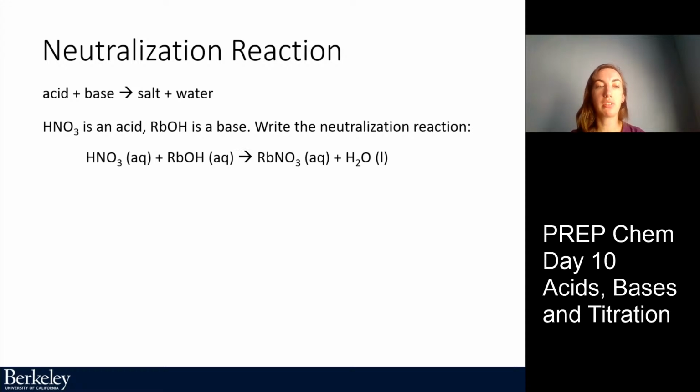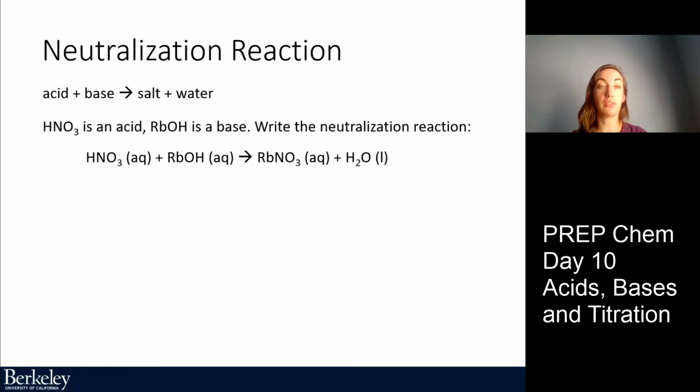So the neutralization reaction will be HNO3 plus RbOH goes to RbNO3. So I'm combining the Rb cation and the NO3 anion, and I'm making water with the proton that I stole from HNO3 and the OH that I stole from RbOH. So that is an example of a neutralization reaction.